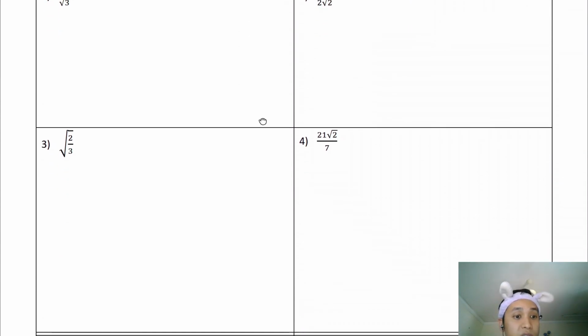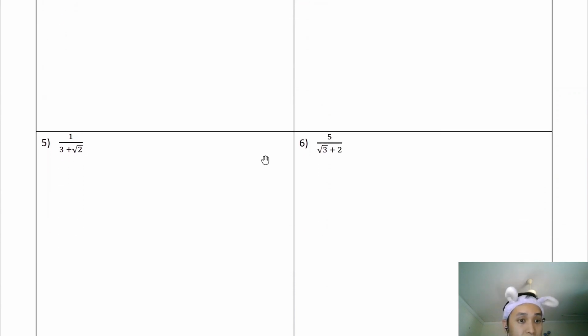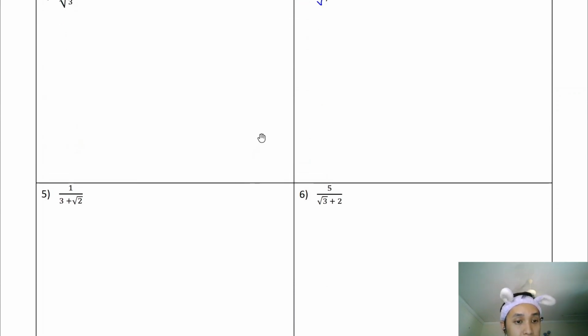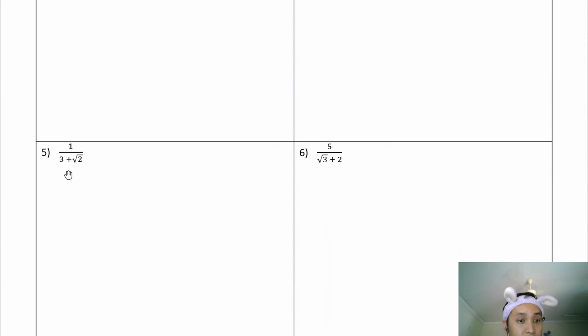Alright, a few questions here. Let me just go through. There's a mistake here. This one should be surd 7, not 7. Surd 7. If I look at the bottom here, for example this one, 3 plus surd 2. If I multiply by its conjugate surd, it will be 3 minus surd 2 over 3 minus surd 2.